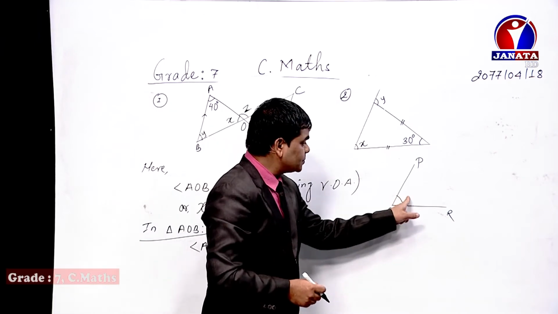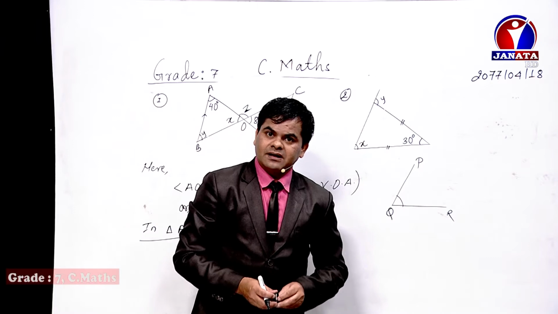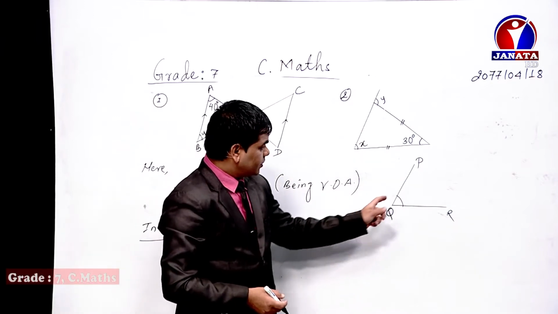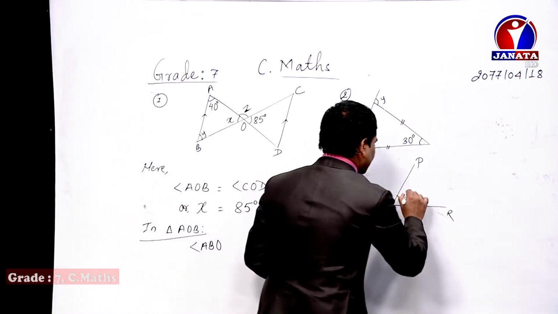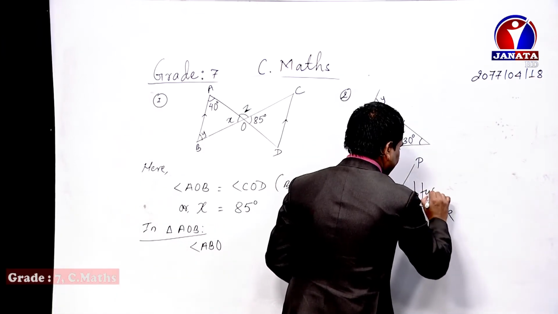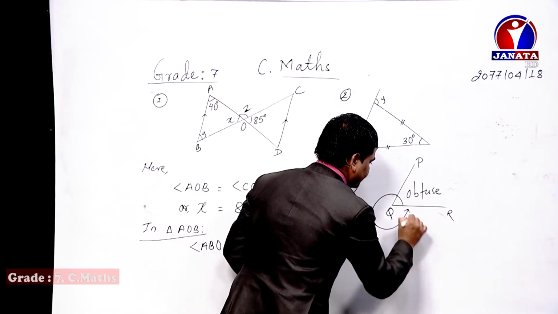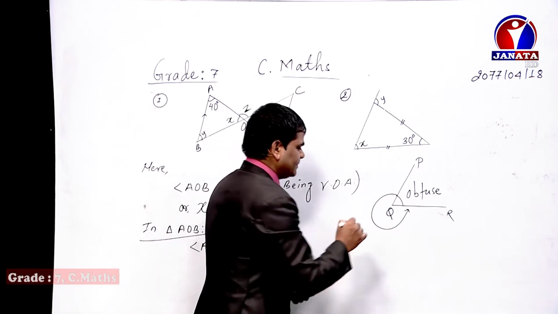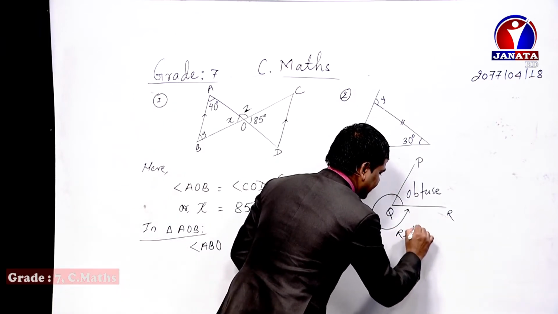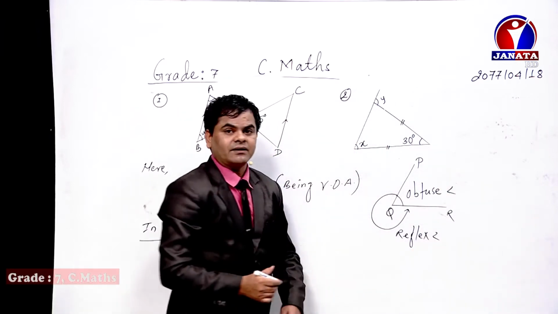One is the obtuse angle, the smaller one among the total angles at a point. The smaller part is known as the obtuse angle. To this one we write obtuse. At the time we also discussed that, on this side, this angle is known as the reflex angle, isn't it? This is the reflex angle and this one is the obtuse angle.